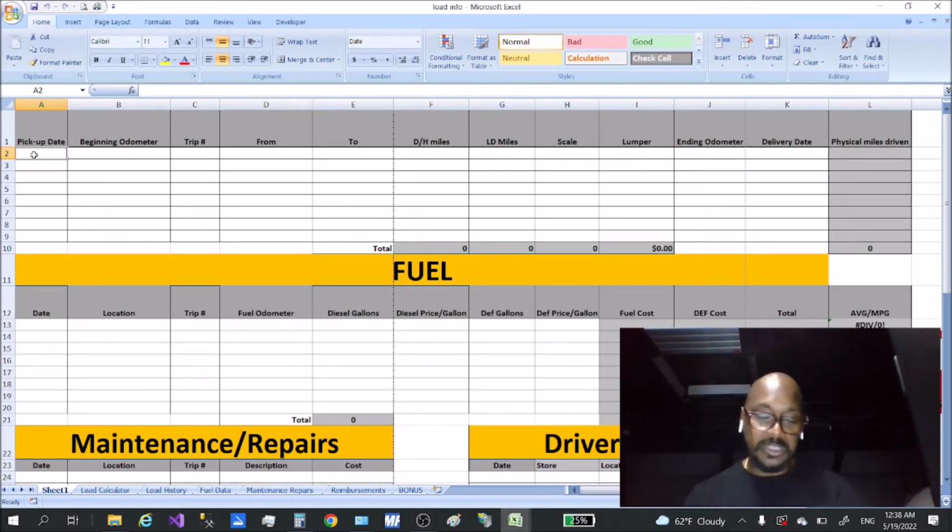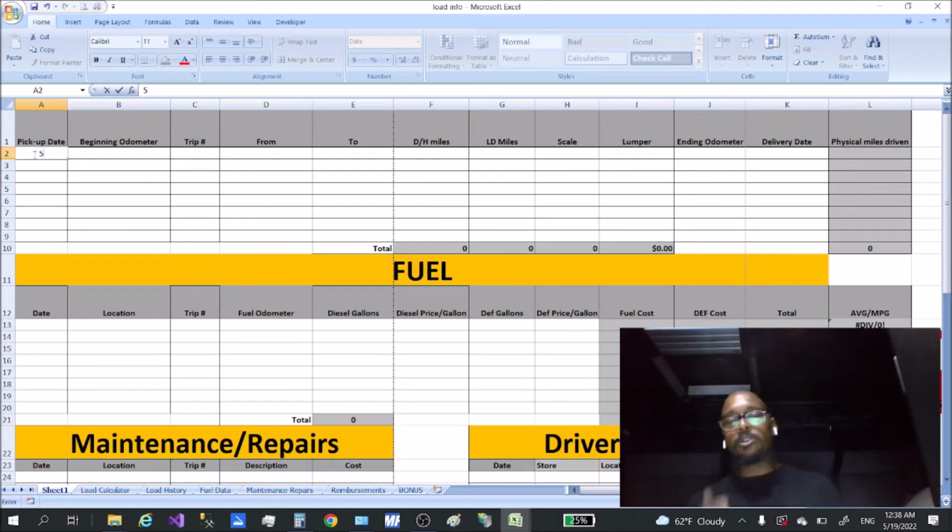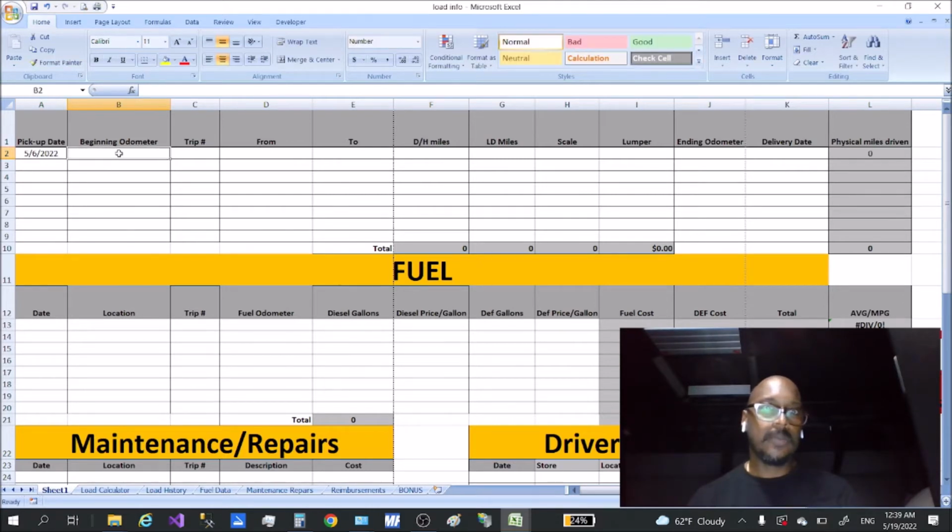I picked this load up on the 6th. Oh, by the way, the pay period begins on Thursday and ends Wednesday. So I picked this load up on 5/6/2022. My beginning mileage was 386,001.